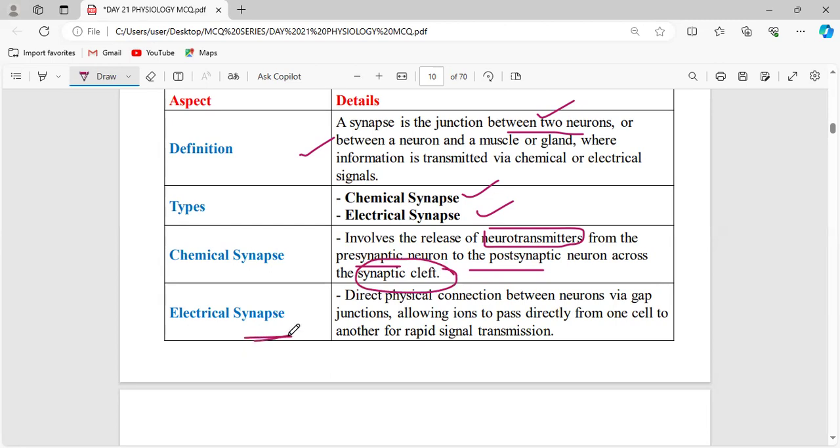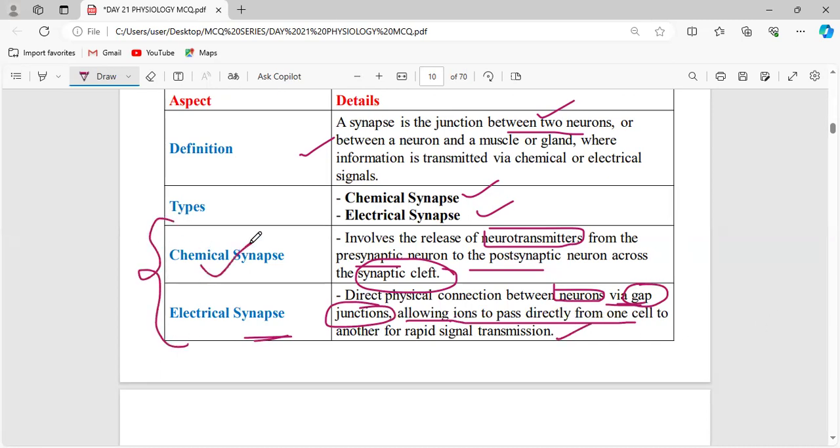Now, what is an electrical synapse? A direct physical connection between the neurons via gap junctions. The gap junction is the junction which connects two cells, from the cytoplasm of one cell to the cytoplasm of the other cell. This is the junction which connects the two cytoplasms, right? And this allows ions to pass directly from one cell to the other cell.